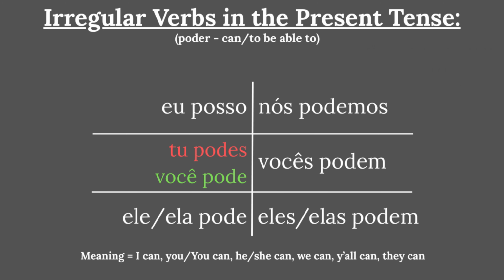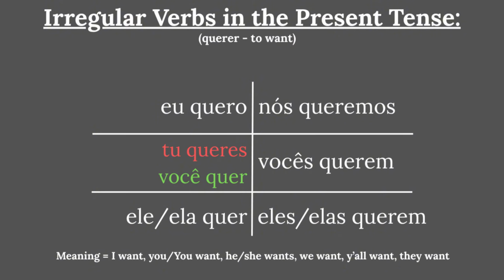A different verb is poder, can or to be able to. Posso, podes, pode, podemos, podem. The only irregular word here is posso, meaning I can. As a note, the word poder can mean power or might, but as a verb, it means can. A different verb is querer, to want. Quero, queres, quer, queremos, querem. The only irregular word here is quer, which doesn't have a vowel in the end.